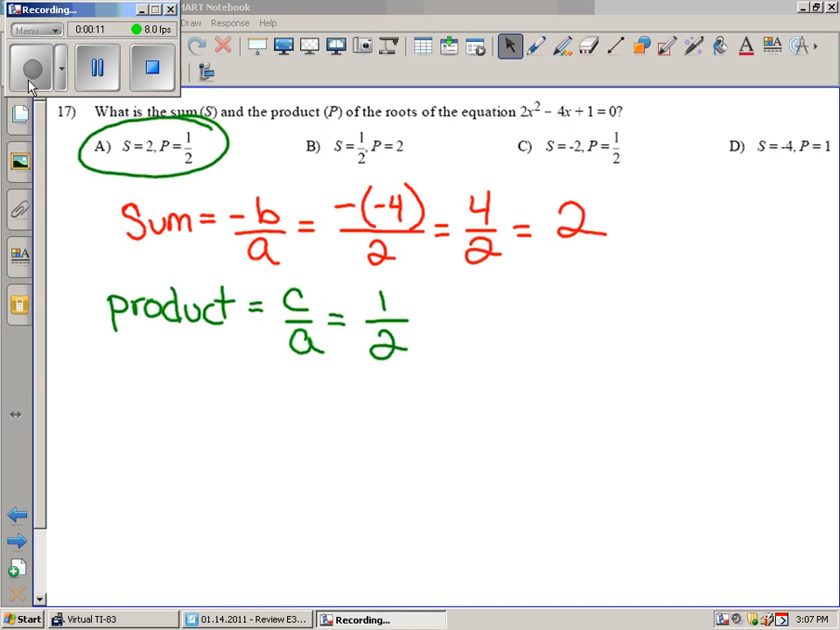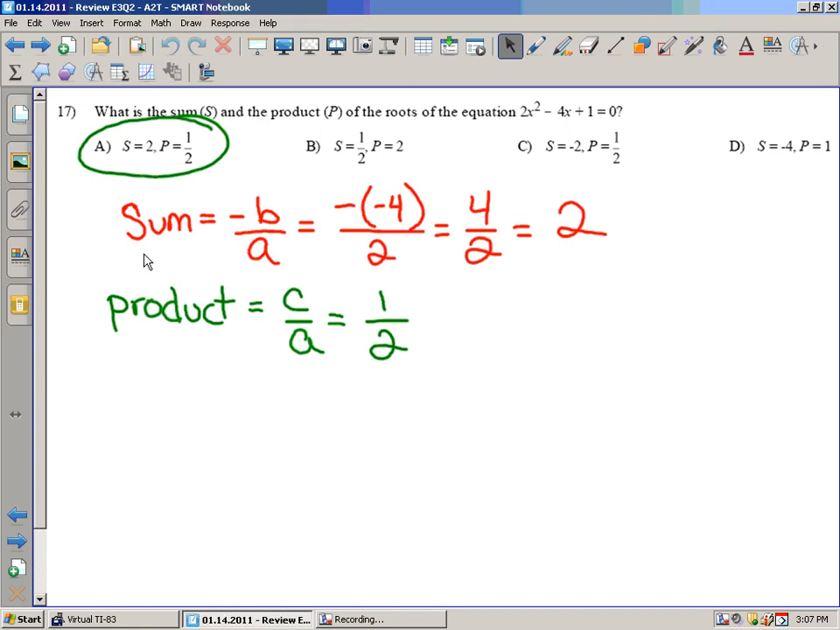Will the sum and the product come from a particular formula? The sum of the roots is negative b over a, and the product is c over a. And all you do is fill them out. So you take a, b, and c. This of course is a, this of course is b, this of course is c. And just pick the choice that matches.